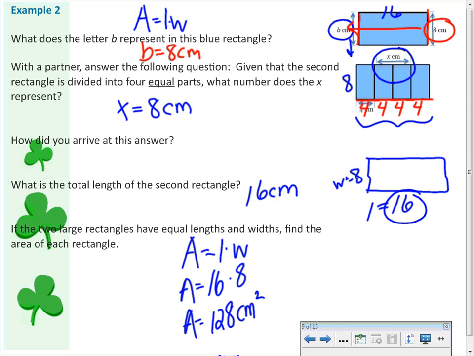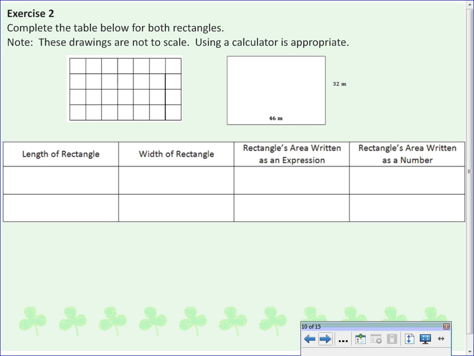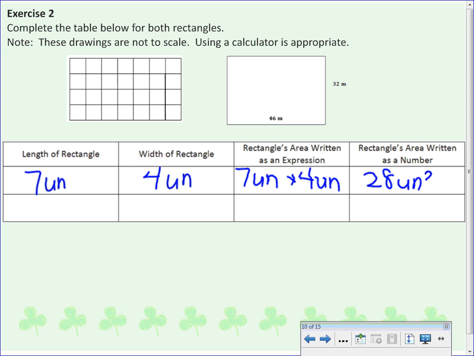All right, so now we have a table with two new rectangles. So fill in the table with those two new rectangles. Okay, so let's go over the answers. The first one, the length of the rectangle was 7 units. The width was 4 units. So 7 units times 4 units. So the area was 28 units squared.